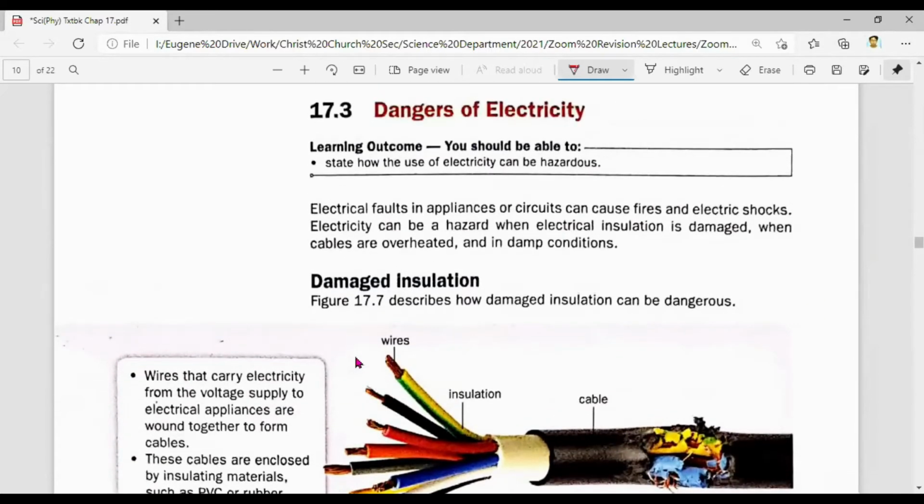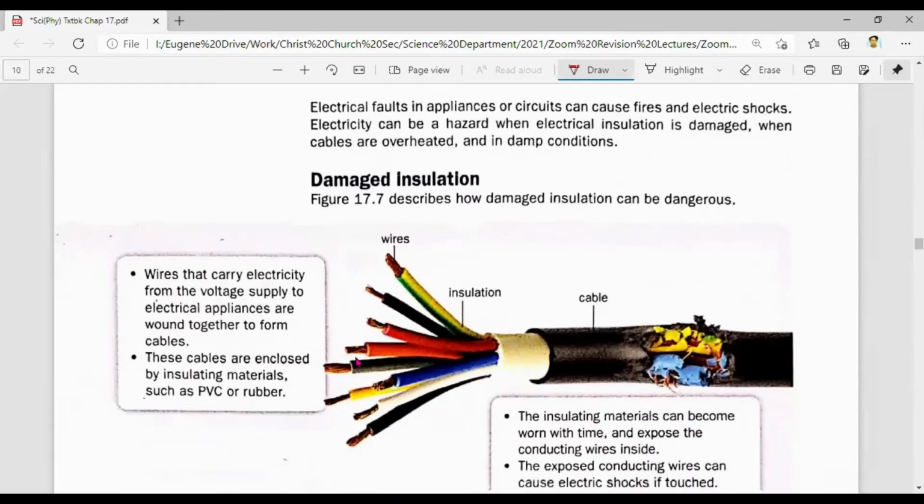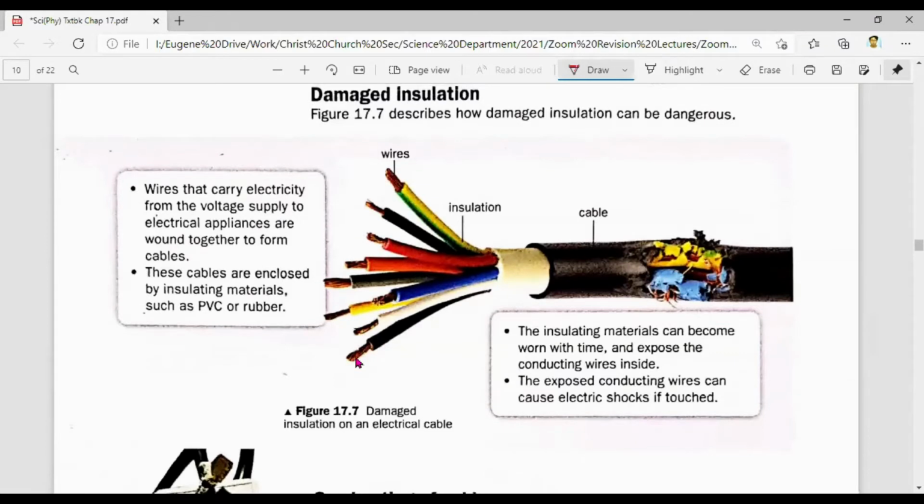In 17.3, we just need to know how the use of electricity can be hazardous. So how is it hazardous? Generally, you always have this cable, with this insulation around the wires. The wires actually carry your current, the electricity, to your various components. But across time, either the rats eat it, or, like your handphone chargers, because you keep twisting the cable, you will see something like this happening.